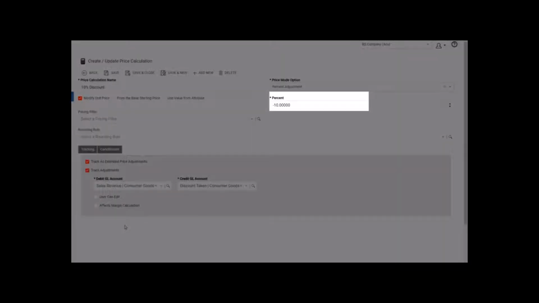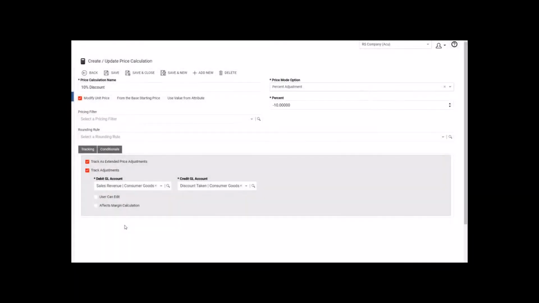So let's take a closer look at the discount price calculation. On a price calculation, we can select the price mode option as to whether it is a fixed adjustment or a percent adjustment or whichever. And then, depending on that, you enter whether it's an amount or a percent. The checkboxes allow you to modify the unit price.